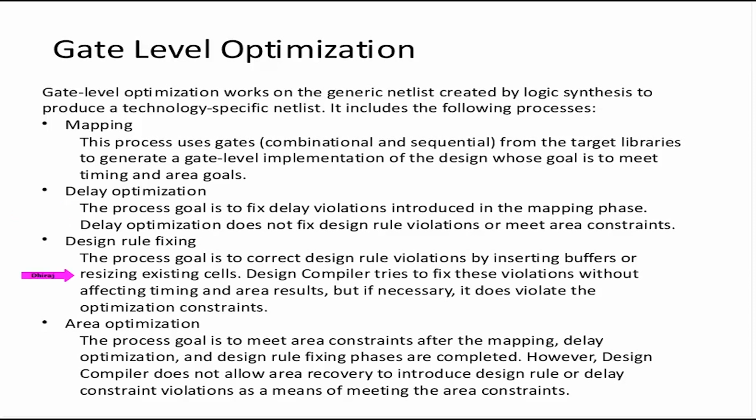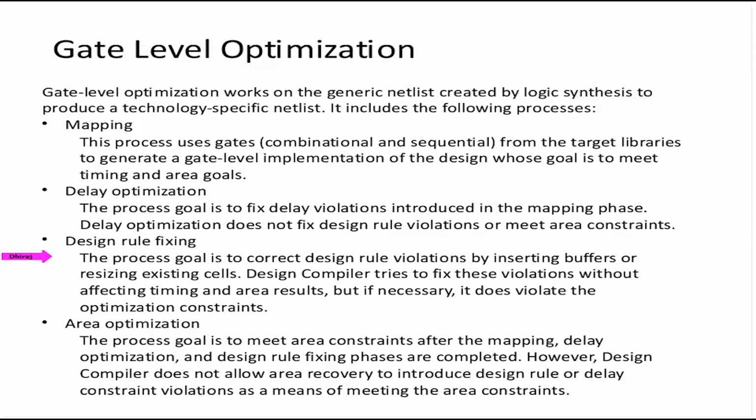Next, it will come to design rule fixing. Now here, DC will try and fix all the design rules, even if it sees a timing violation. So what it means is that although design rule fixing as an optimization step comes after delay optimization, as we saw in the earlier lecture, design rule fixing takes higher priority. DC will try and fix all the design rules even if it means violating the timing constraint. The last is the area goal. It is to make sure that the area is met after all these steps have gone through.